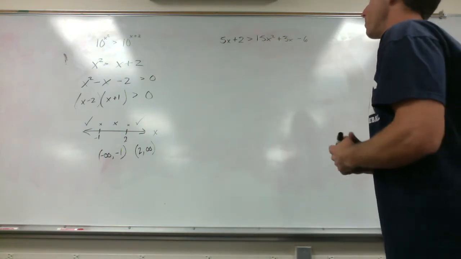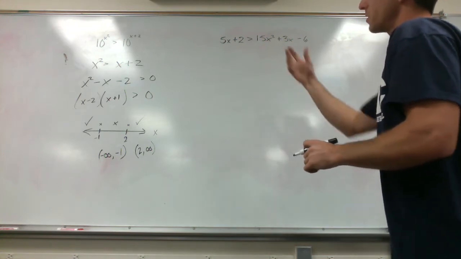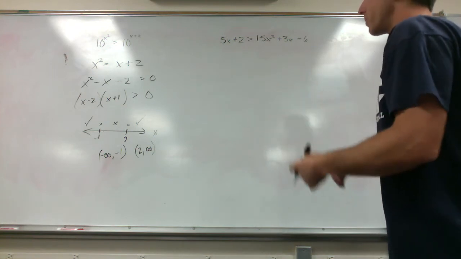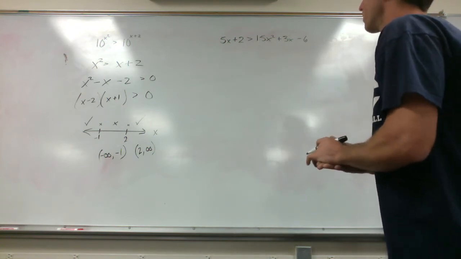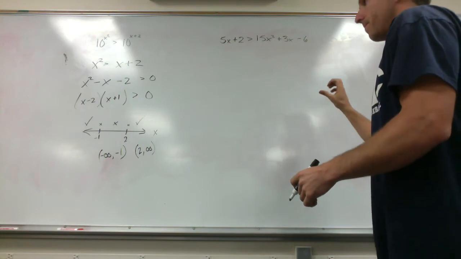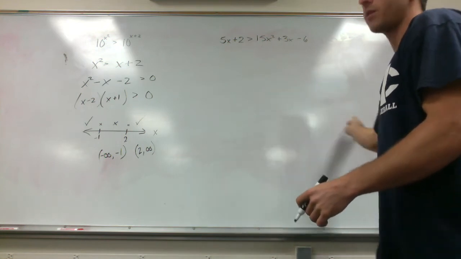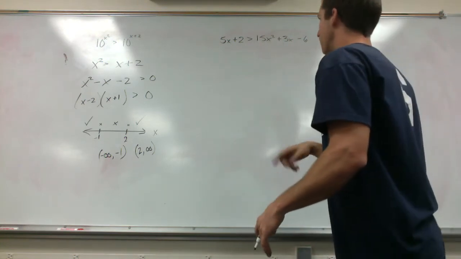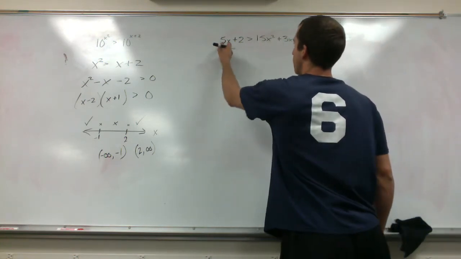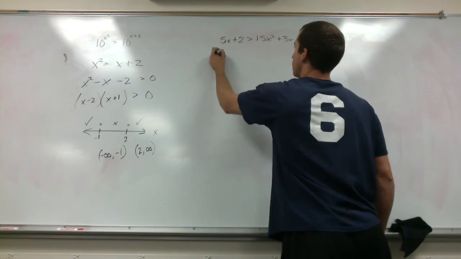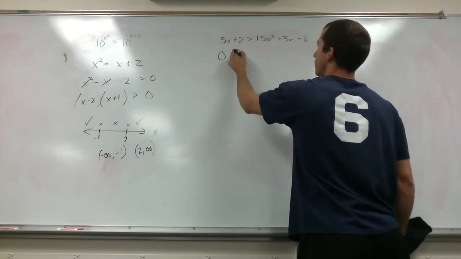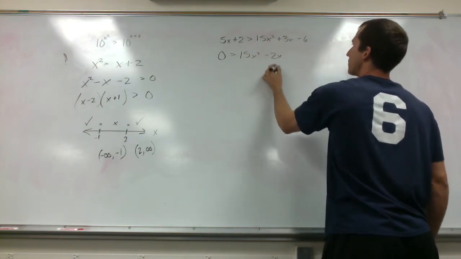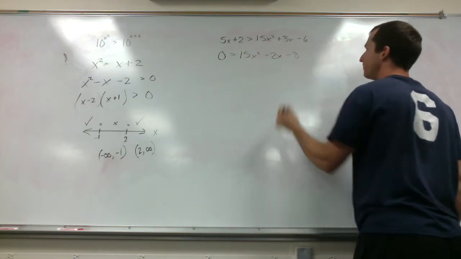Second one, I do basically the same thing. I'm going to set my inequality less than 0 or greater than 0, depending on which direction you want to move the terms. Factor it, find its zeros, make a number line, test points. So I'll do this pretty quickly. Feel free to pause it if I go too fast. I'm going to move these two terms to the right. So it's 0 greater than 15x squared minus 2x minus 8.